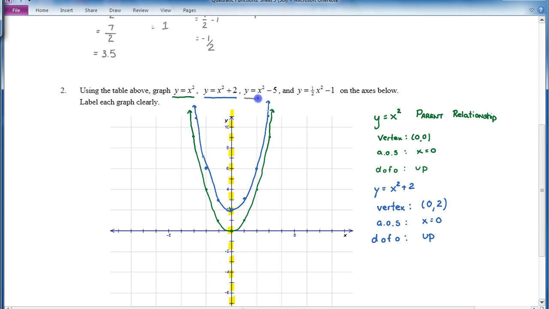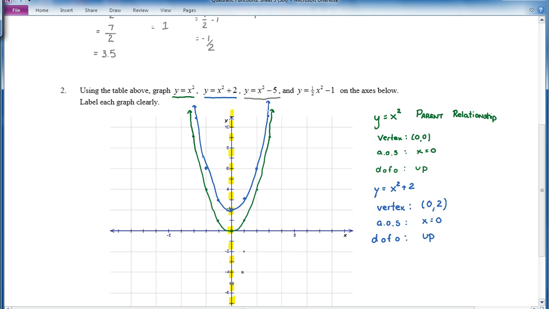Let's do the next one. Y equals x squared minus 5. So again, if I take my parent graph, which is the green, I see that I'm going to take all my y values and go down 5. 1, 2, 3, 4, 5.